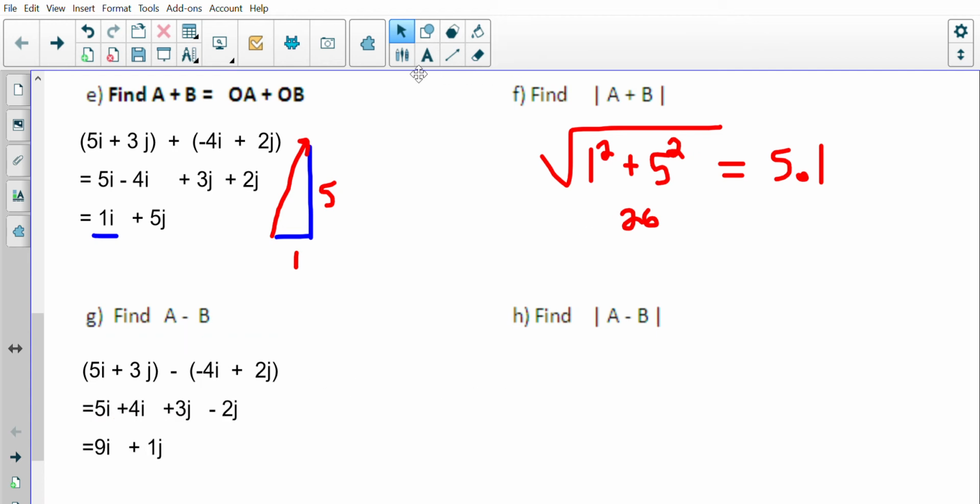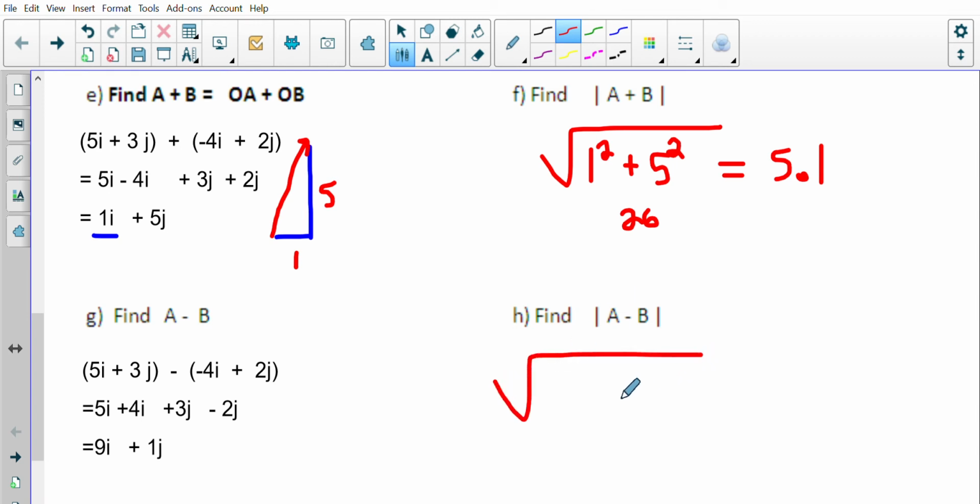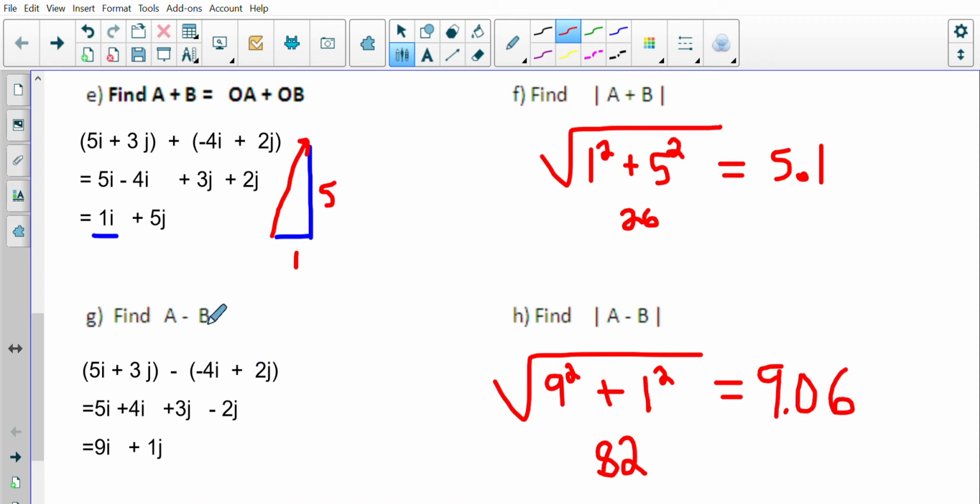And again, I can find the magnitude of that vector. Using the Pythagorean theorem, in this case, I'd have 9 squared plus 1 squared. 9 squared is 81. 1 squared is 1, so I'm just going to take the square root of 82 this time out. And I end up with 9.06. Again, that would be the size of a minus b.